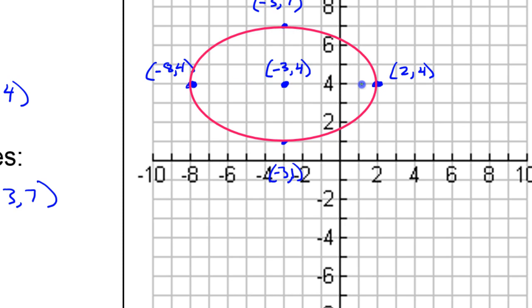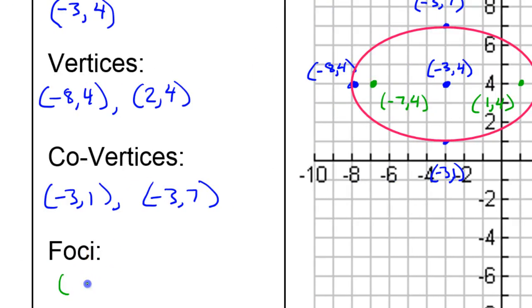So we know that the foci will be on the major axis, meaning on the same line with the vertices. But that c value of 4 tells me to go 4 away from the center. So I'm going to go 4 to the right from the center, and I will go 4 to the left. Okay, so my foci are -7, 4 and 1, 4. All right, again, the foci are always sitting on the major axis. They are always on the same line with the vertices. They're always the long way.